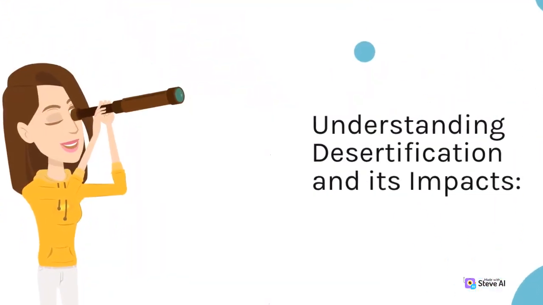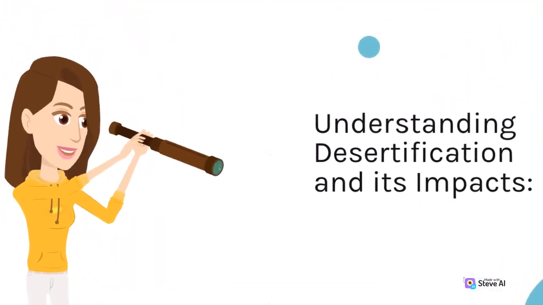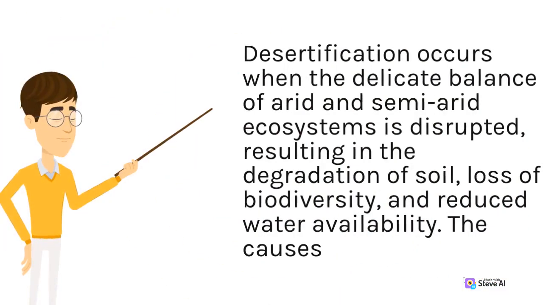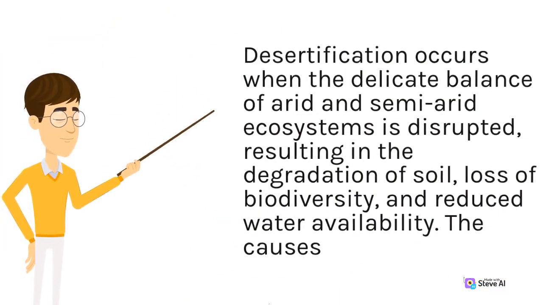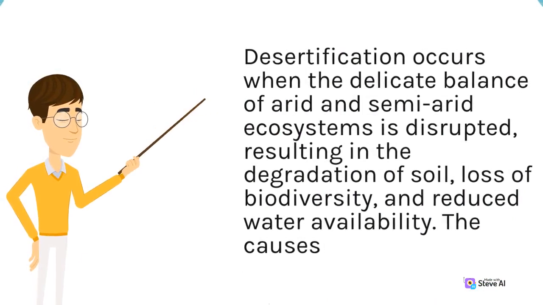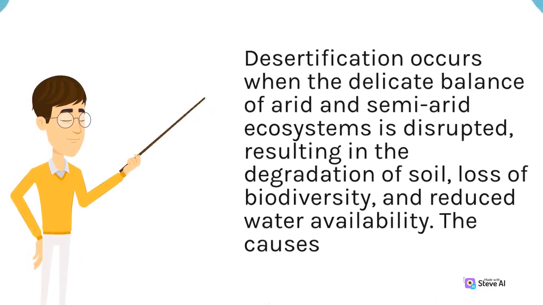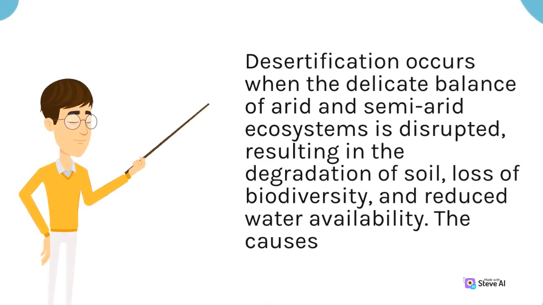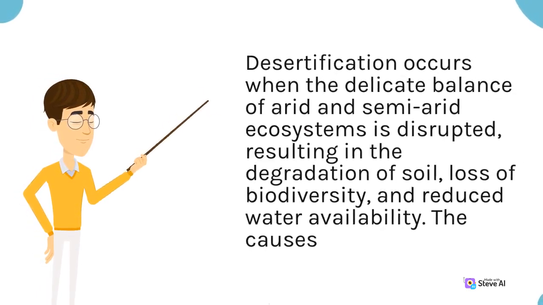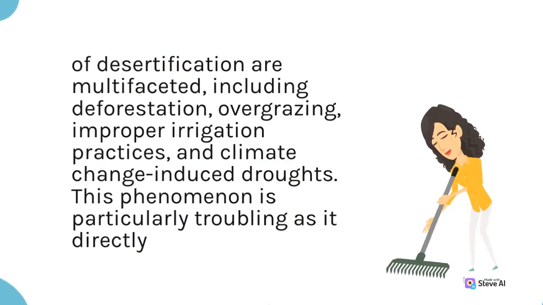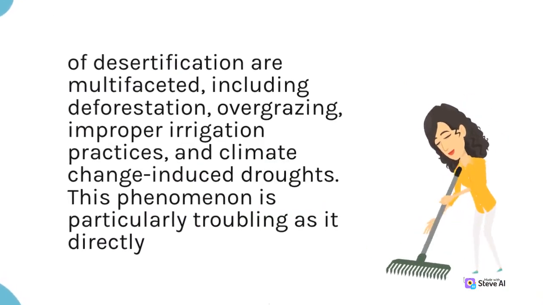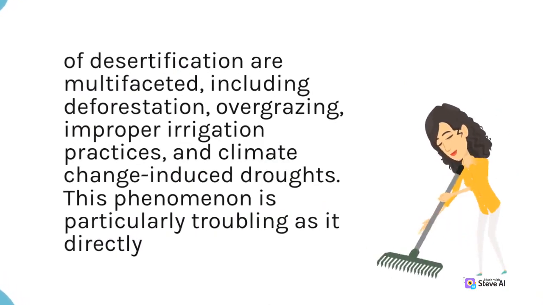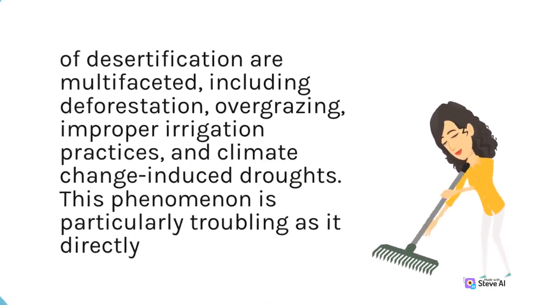Understanding desertification and its impacts. Desertification occurs when the delicate balance of arid and semi-arid ecosystems is disrupted, resulting in the degradation of soil, loss of biodiversity, and reduced water availability. The causes of desertification are multifaceted, including deforestation, overgrazing, improper irrigation practices, and climate change-induced droughts.